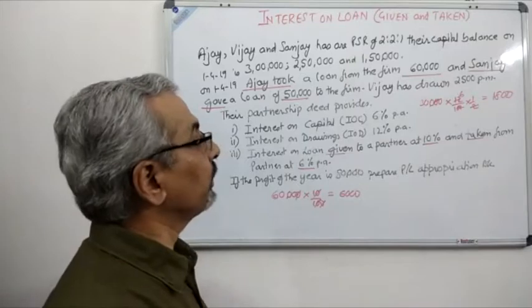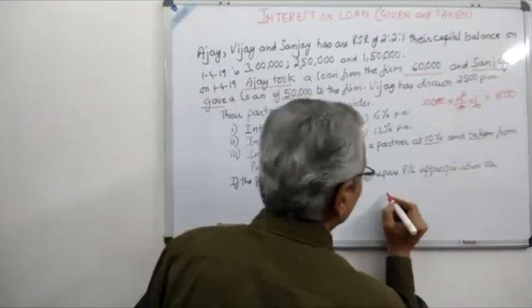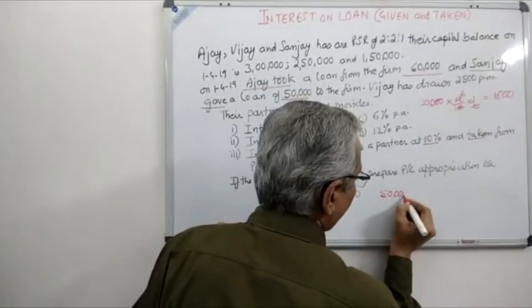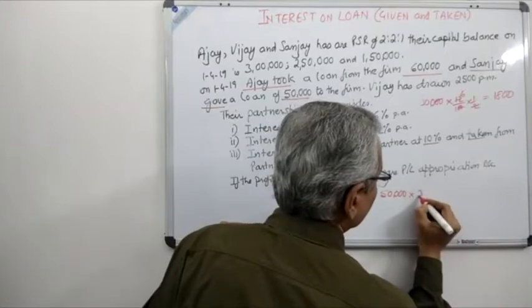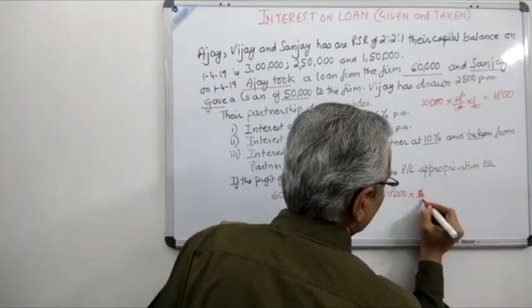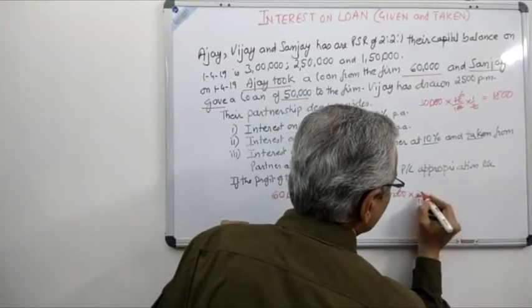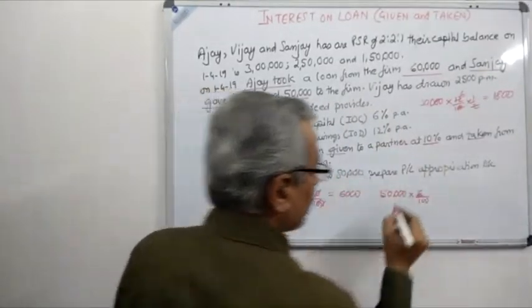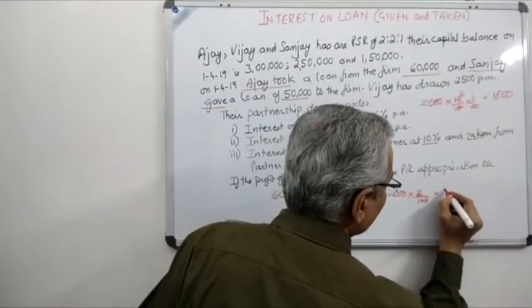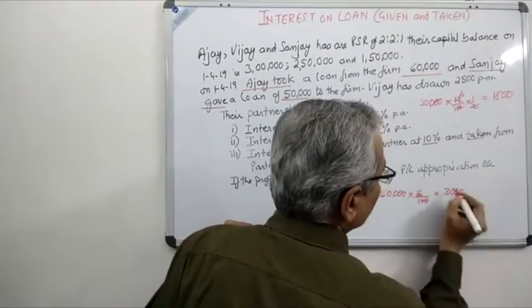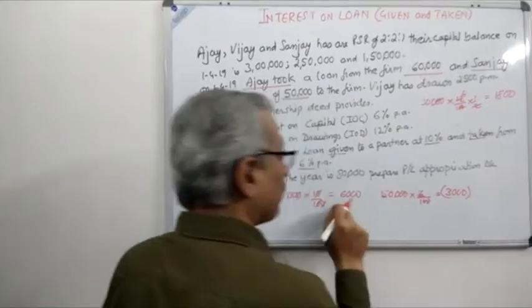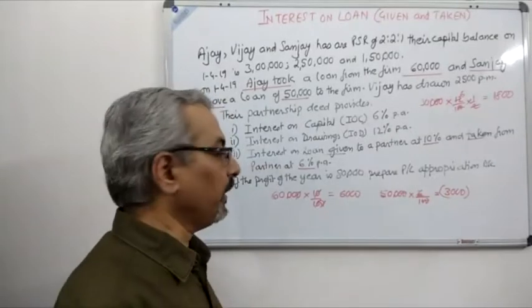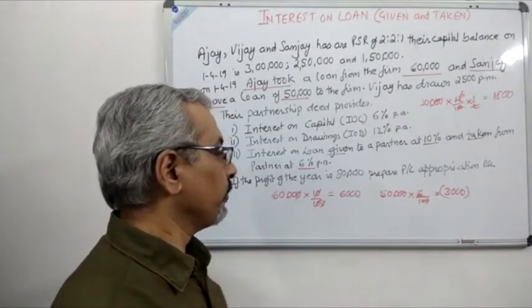And how much the firm has to pay? You can see over here, 50,000 into 6 by 100. Why? Because it has been provided that the interest will be paid at 6%. Now let us cancel this and we can see 3000. So this is a negative figure and this is a positive figure. Repeat again, this is a negative figure and this is a positive figure.